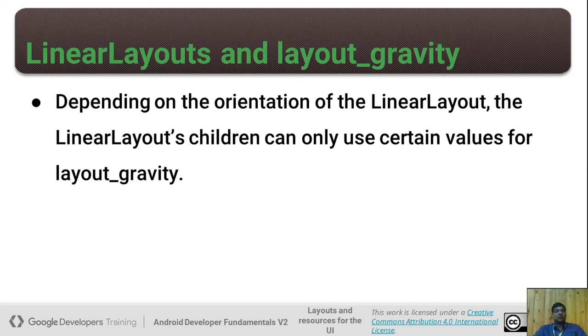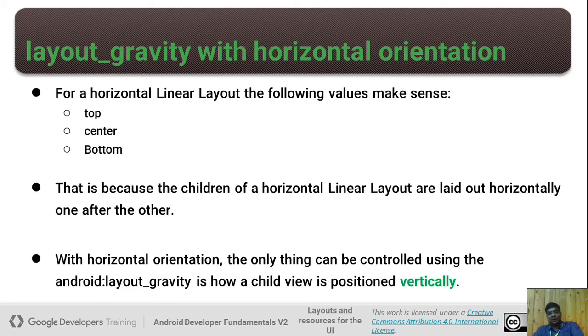Linear layout and layout gravity. Depending on the orientation of the linear layout, its children can only use certain values for layout gravity. Layout gravity with horizontal orientation: for a horizontal linear layout, the following values make sense: top, center, bottom. This is because the children of a horizontal linear layout are laid out horizontally one after the other. With horizontal orientation, the only thing that can be controlled using layout gravity is how a child view is positioned vertically.